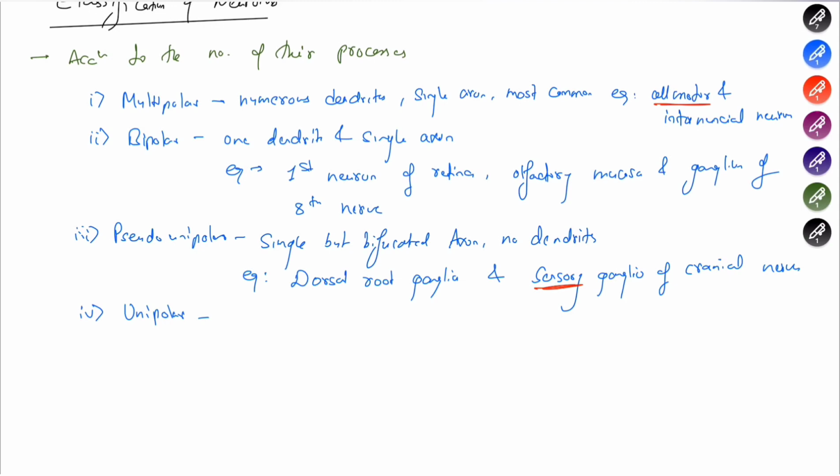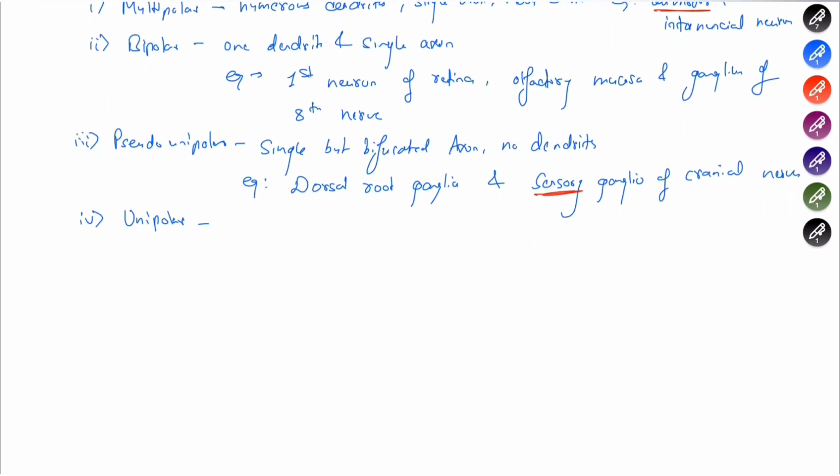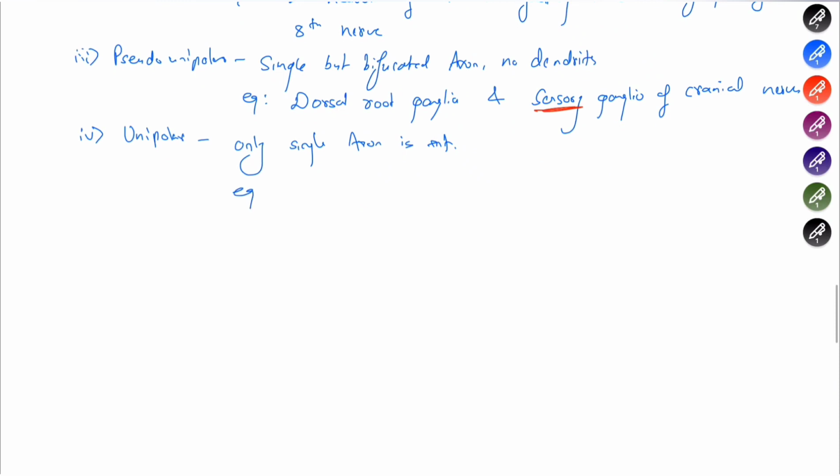Unipolar means only a single axon is present, and these are found in the fetal life, and the mesencephalic nucleus of trigeminal nerve, the fifth cranial nerve. So this is the classification according to the number of processes.